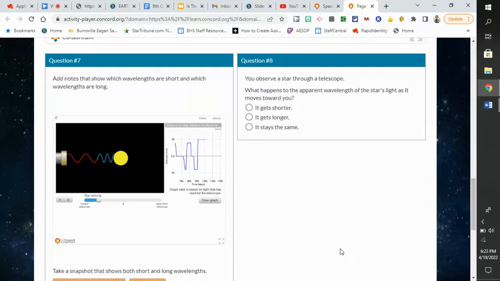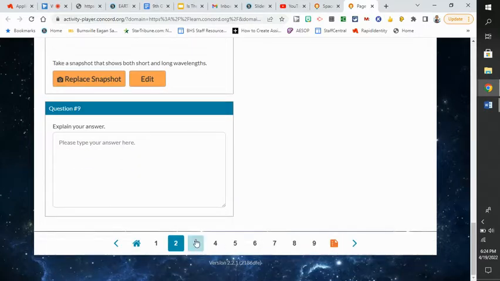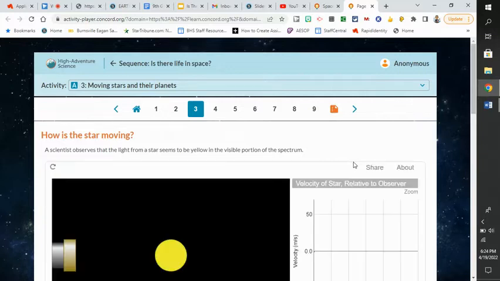Question 8. You observe a star through a telescope. What happens to the apparent wavelength of the star's light as it moves toward you? Does the wavelength get shorter, longer, or would it stay the same? And explain your answer. Okay, I'll give you just a moment. We're going to move on to part 3.